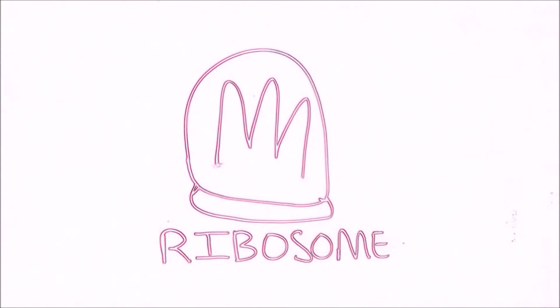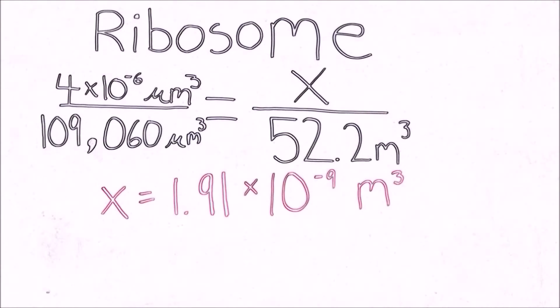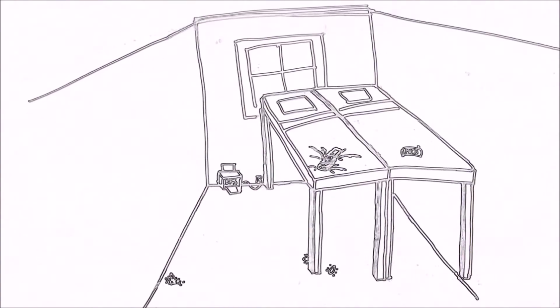The ribosome, composed of a large and small subunit, is responsible for protein synthesis. In a eukaryotic cell, there are up to 10 million ribosomes. Each ribosome measures around 0.004 cubic nanometers. That translates into a 1.9 cubic millimeter grain of sand on a dorm room floor.